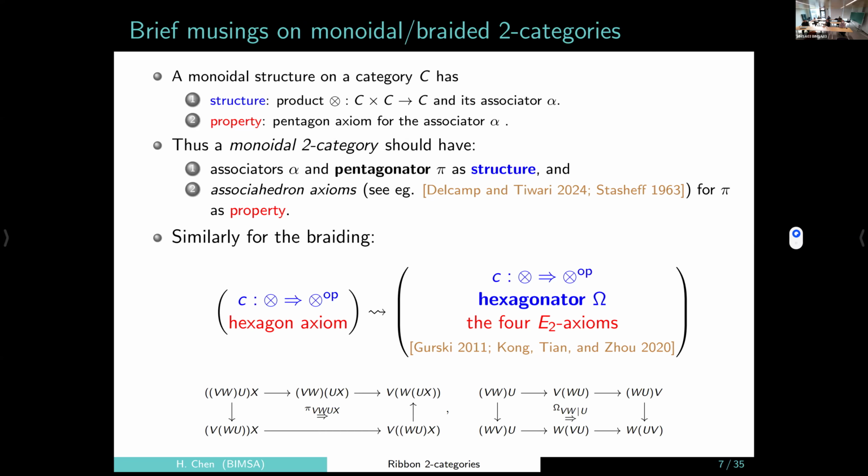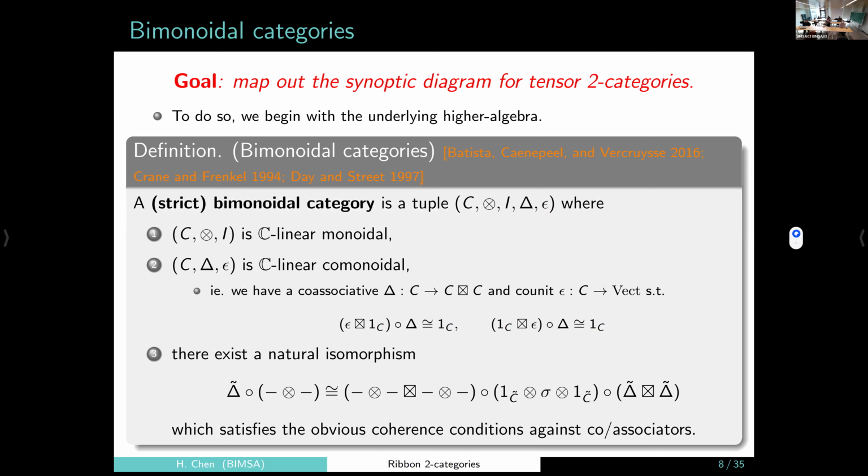But we'll see. Okay, so the strategy that I have been talking about: the goal is to map out the diagram that I showed you for two categories, and the strategy is to start with this higher algebra, this higher Hopf algebra structure that we have. To begin with, I'm going to define this bimonoidal category, the old notion. The idea is that I have a monoidal category, let's say C of linear, and I have a comonoidal category. All that means is that I have a coproduct and it's coassociative and I have a counit.